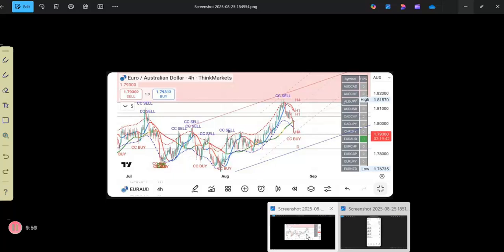So I got the Euro AUD pair, I got a CC buy, and I got a target at respecting H4 resistance. I mean support, excuse me. And the last confirmation I'm using is these trend lines. The dotted trend line and the solid red and blue all suggest that this is a buy opportunity.